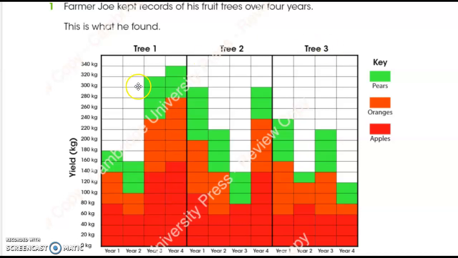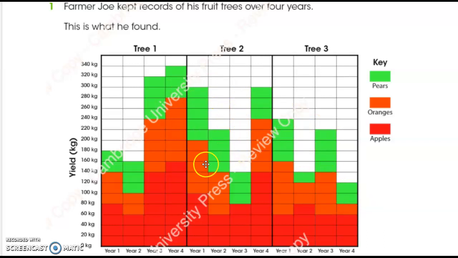Right? Looking at this graph, tree 1, tree 2, and tree 3. Which one has the least number of fruits over the years? Which one has the bars that are the shortest overall? Okay, from the graph here, you can see that the third tree has fewer fruits than the second tree. Right? You can see the bars are shorter. Overall, the bars are shorter.